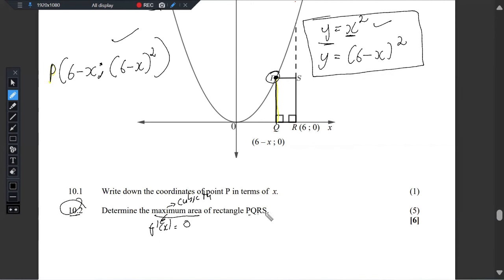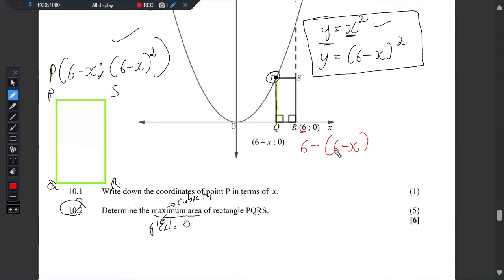Then the area of rectangle PQRS. Now I want us to extract out this rectangle: P, Q, R, and then S. Agree with me when I say that the distance from Q to R must actually be x, because this is 6 minus x, and then this is 6 here. If we were to find the distance in between, I would say 6 minus (6 minus x), because this is an expression. So what is 6 minus 6? It's 0, but negative times negative is positive, so it's x.